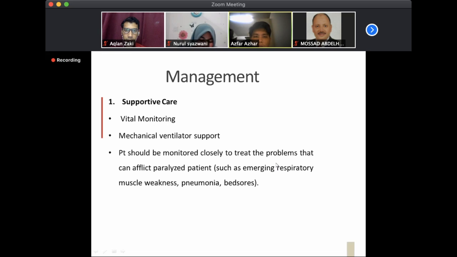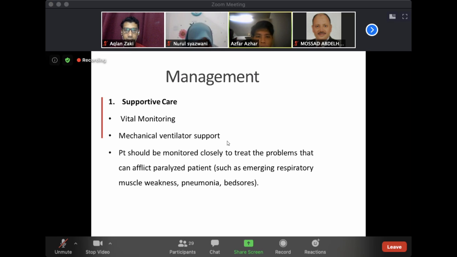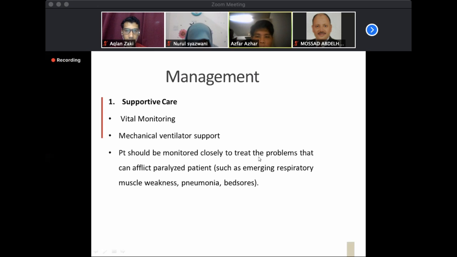So management. There are several managements. The first one is supportive care. So we must do vital monitoring, the blood pressure, the ECG itself. And then mechanical ventilator support if it is involving the respiratory system, and patients should be monitored closely to treat problems that can affect paralyzed patients. Okay.